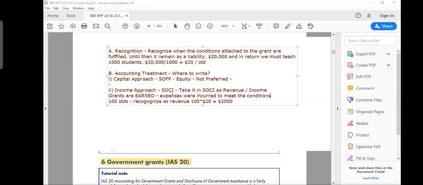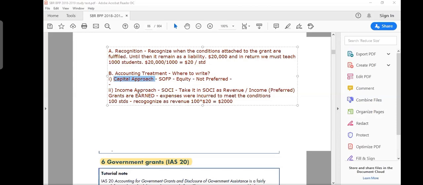Now this income approach is something which is preferred. This is what is preferred, and this is what we will follow. The first one, the capital approach, also had some arguments, but those are weak arguments. I wouldn't say that it does not have any support. It also has some kind of support, but that support is weak.